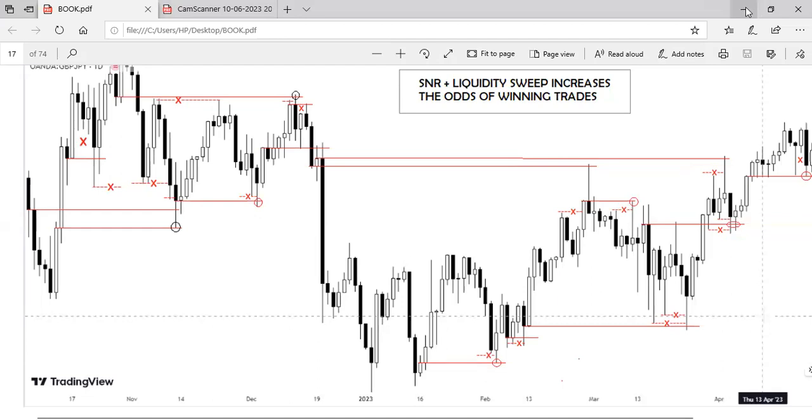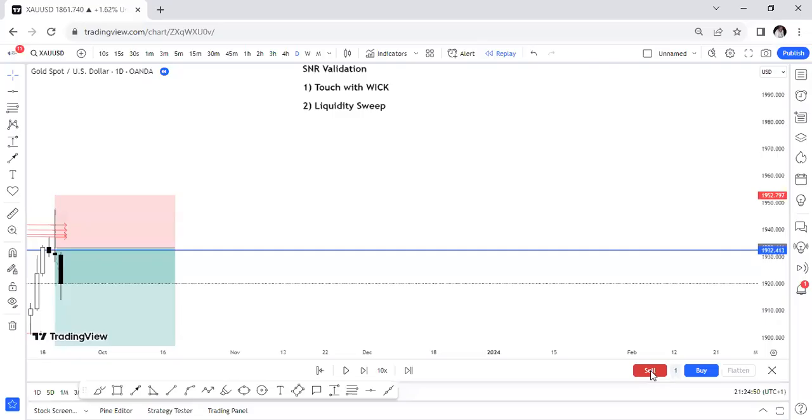So those are the 2 points you must look out for when you are trading. You must ask yourself that question: does that touch, does the price rejection carry a liquidity sweep? It will increase your odds, your confidence, and your probability to win the trade over and over again. So that is what we call liquidity sweep.